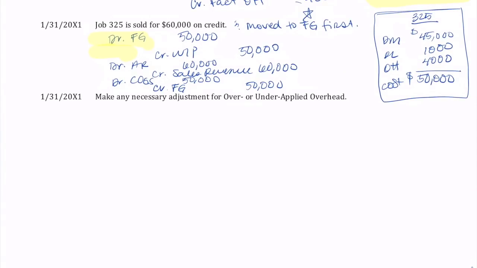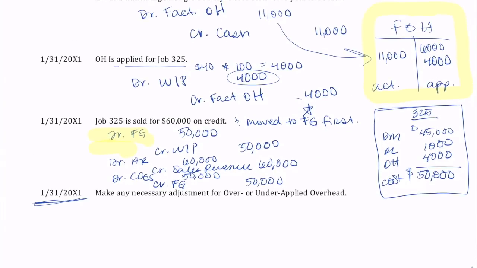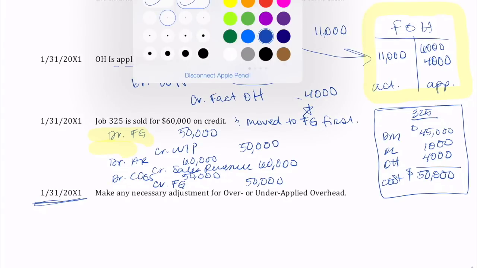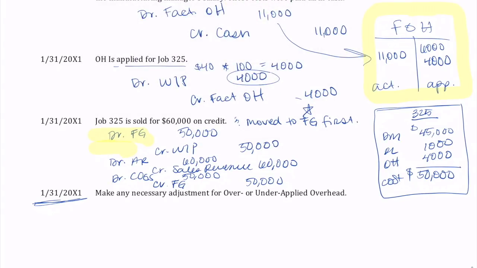Okay, so now it's 11/31. I need to adjust and see where I am with my factory overhead account. Let me grab a different color for us. So if I total these at this point, there's 11,000 on the debit side, 10,000 on the credit side, so I would end up with 1,000 on the debit side. That means my actual overhead is $1,000 more than what I applied. Okay, there's always going to be a little bit of a difference.